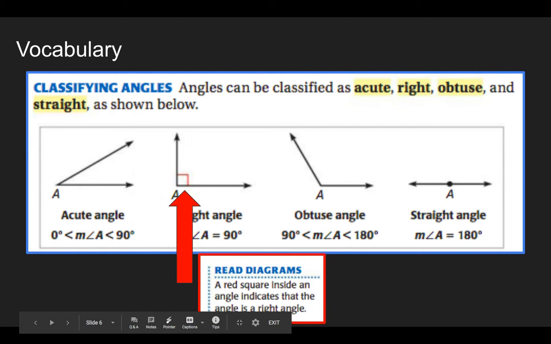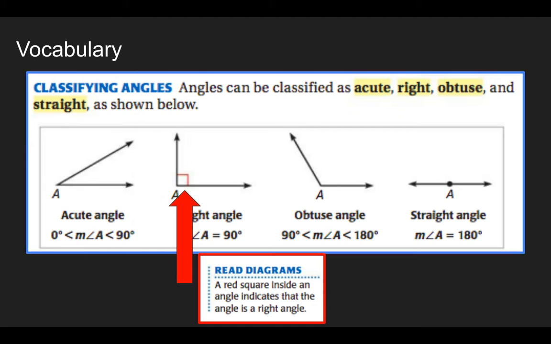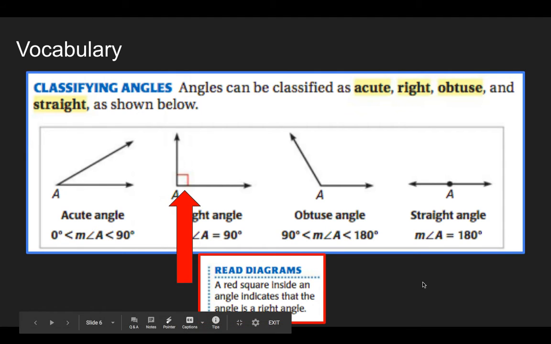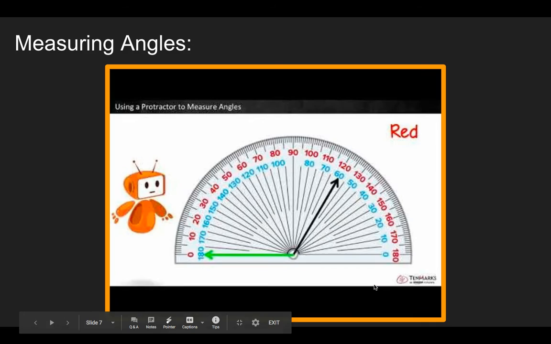Note one more thing. When reading a diagram in geometry, if you see a little red square, or really the square can be any color, that little square inside an angle means that angle is a right angle or 90 degrees.